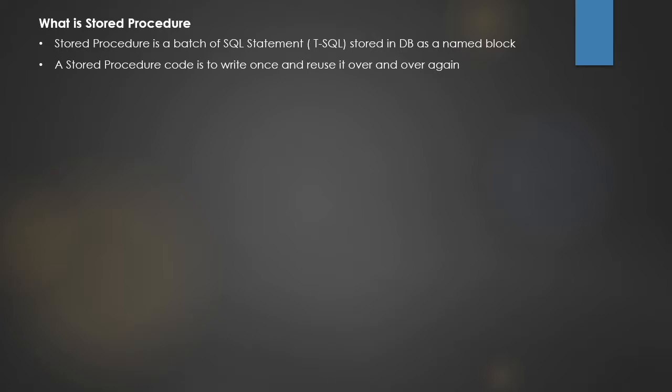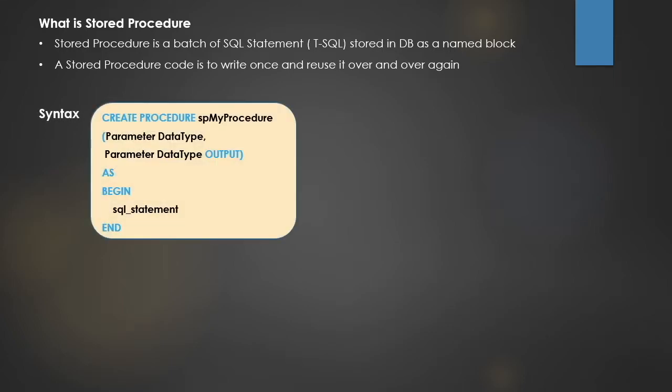Now see what the syntax of a stored procedure is. The syntax starts with create procedure, then the procedure name. Let's say in this example I name it sp_myprocedure. Then a list of parameters within brackets. There could be two types of parameters. One is a simple parameter which receives input. For this we give the parameter name and then the data type.